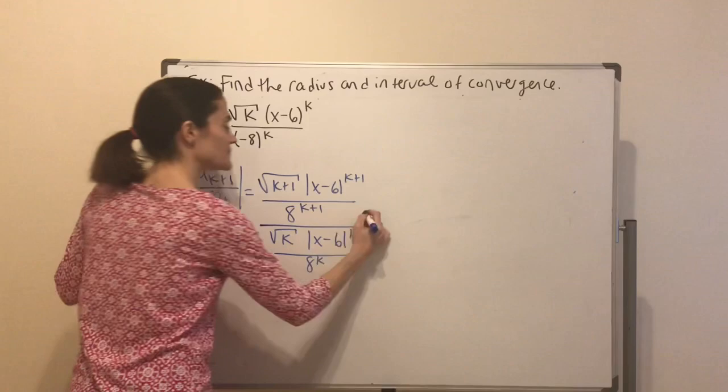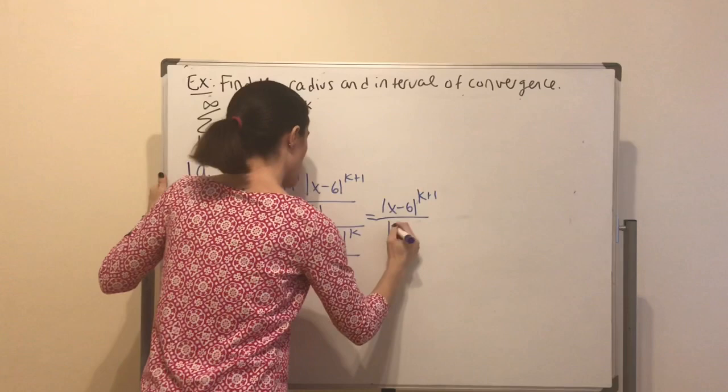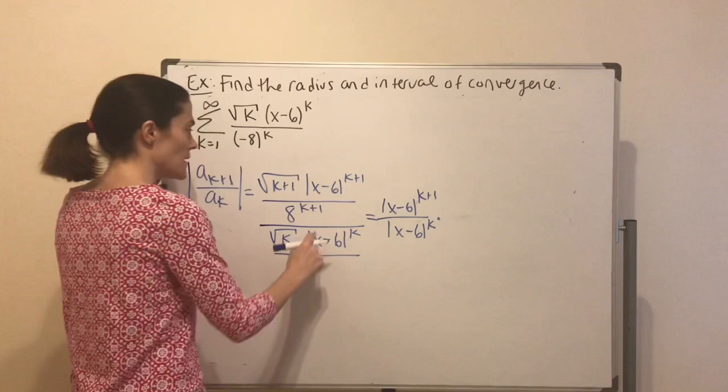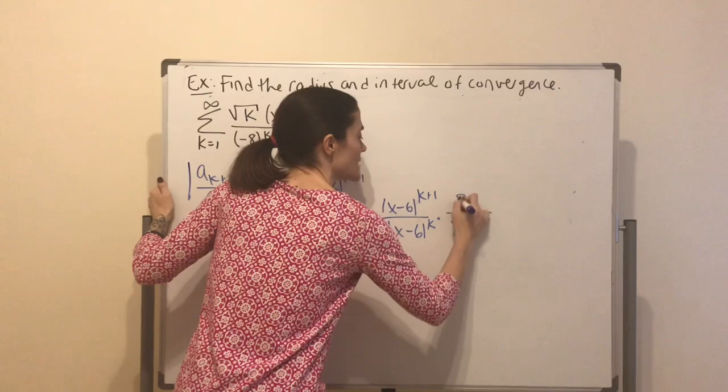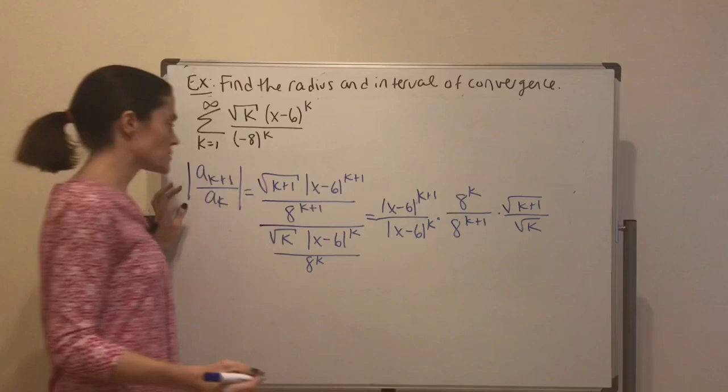Okay, we invert, multiply, line things up. We have absolute value X minus 6 to the K plus 1 divided by absolute value X minus 6 to the K. Those are lined up. Then we have, in the denominator here, an 8 to the K plus 1. We have an 8 to the K. And then we have, in the numerator, a square root K plus 1. In the denominator, square root K. Let's make sure this is right. This is in the denominator. Invert, multiply. This is in the numerator, denominator.